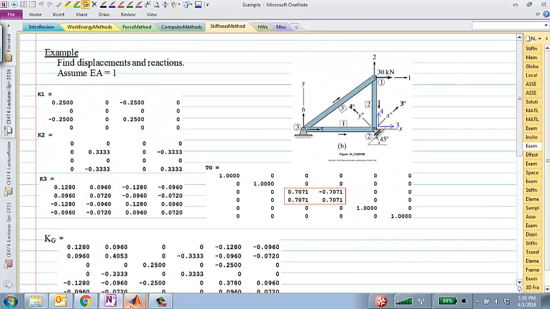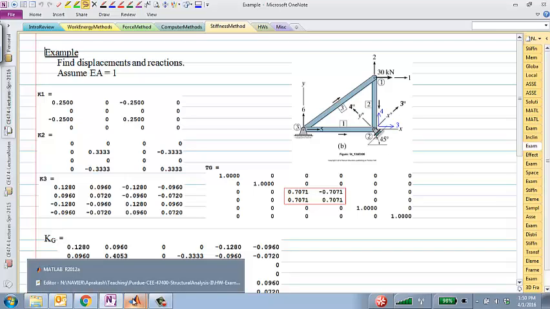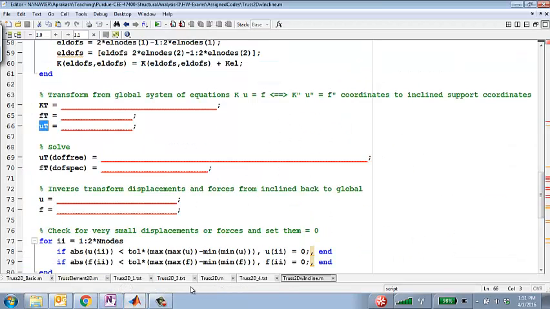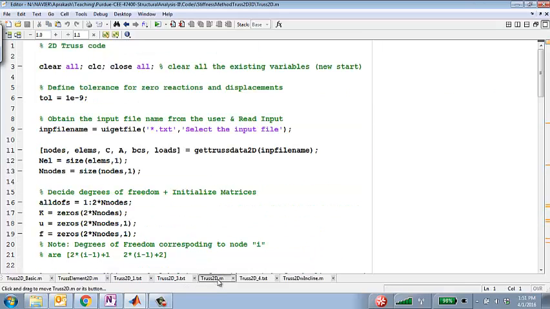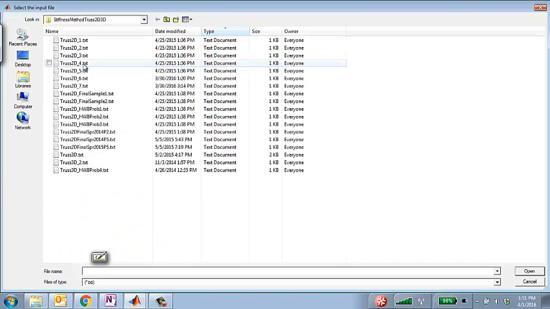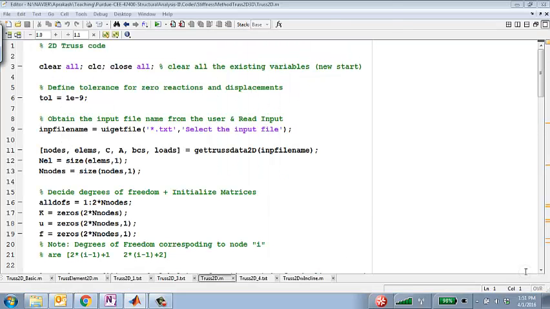I'll go back to my set of codes. I do have a similar filled out code that I won't show to you, but I'll use this code to run this problem, and I believe this problem is 4. So let's choose input 4, open, and I think it'll already run and complete.